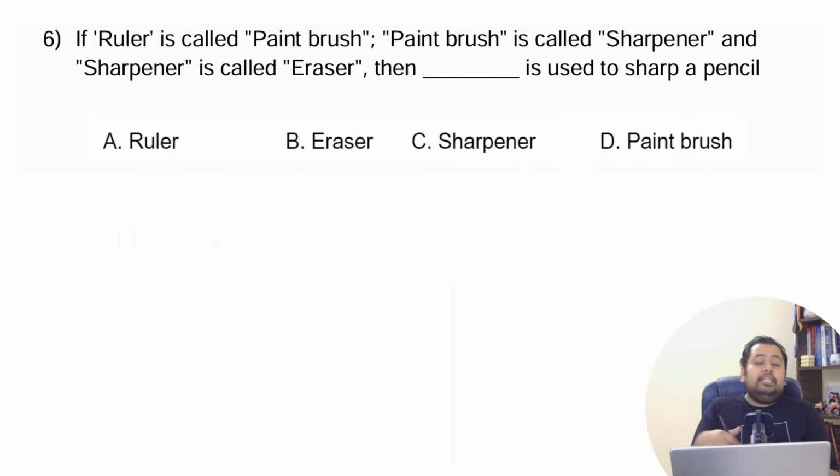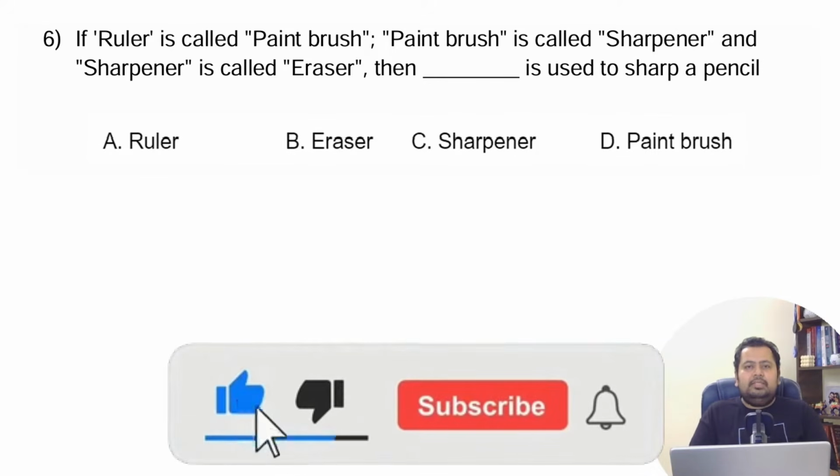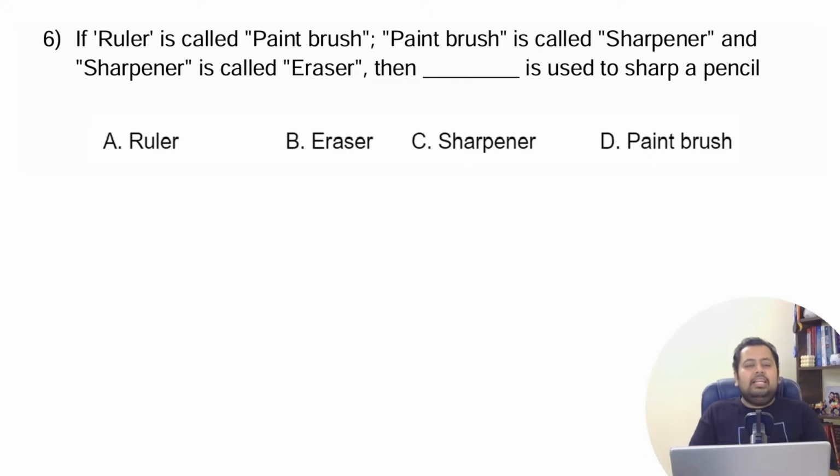Now let's go to question number 6. If ruler is called a paintbrush, paintbrush is called a sharpener, and sharpener is called eraser, then dash is used to sharp a pencil. So first find out what is used to sharp a pencil, and then find out what object is actually called that. Okay, so solve it first, it can be a little confusing sometimes. Pinpoint what is the correct answer, and then look at the solution, and I'll let you know what the correct answer is.